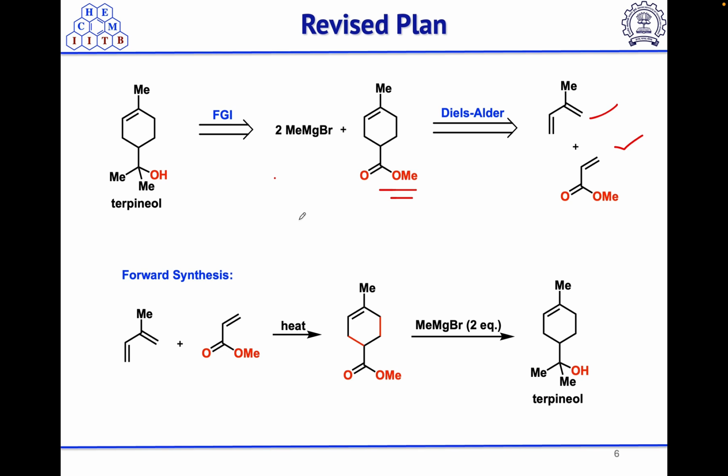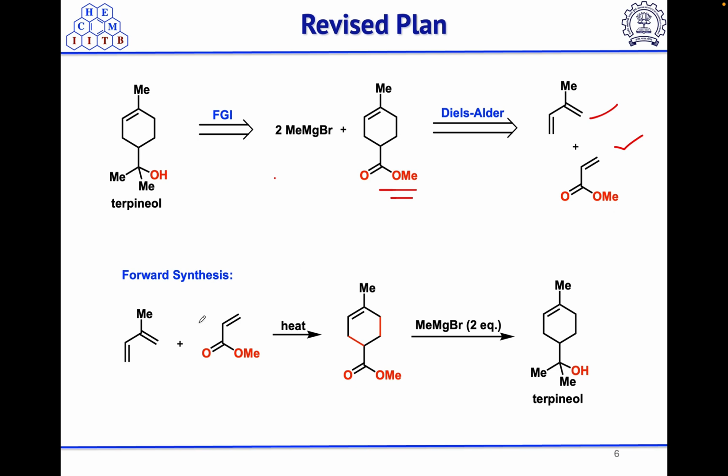In this plan, first we think about functional group interconversion to get this tertiary alcohol from this ester by adding two equivalents of methyl Grignard, and we can get this tertiary alcohol. And the cyclohexene, as we already discussed, we can get via the Diels-Alder reaction between this diene and this methyl acrylate dienophile.